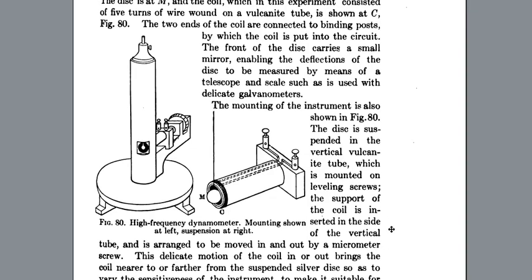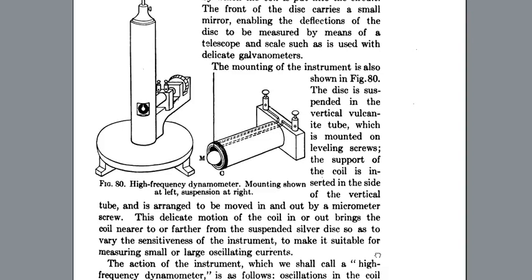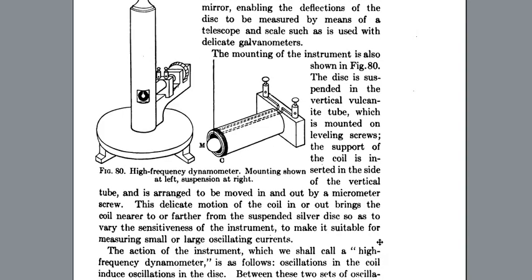The support of the coil is inserted in the side of the vertical tube and is arranged to be moved in and out by a micrometer screw. This delicate motion of the coil in or out brings the coil nearer to or farther from the suspended silver disc so as to vary the sensitiveness of the instrument to make it suitable for measuring small or large oscillating currents. The action of the instrument, which we shall call a high-frequency dynamometer, is as follows.